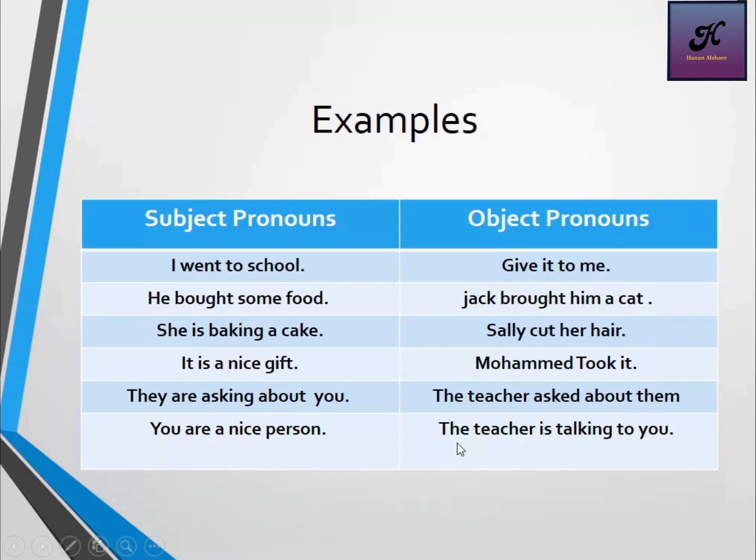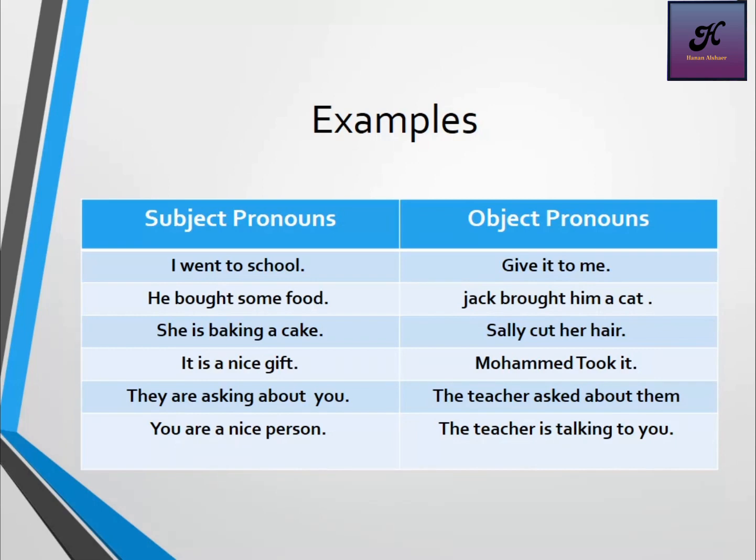Now, on the other hand, in the object, I will say, the teacher is talking to you. Where's the verb? The verb is talking. So she's talking to who? She's talking to you. You here can come as object also. So as you can see, it and you, they are the kings of the pronouns right here, because they can come with both subject and object.